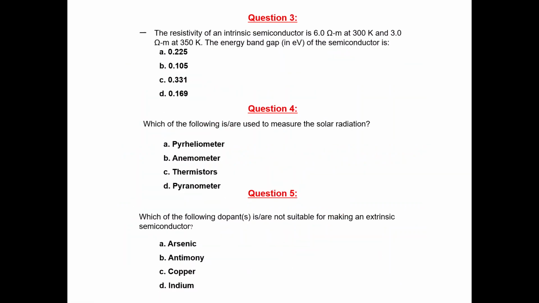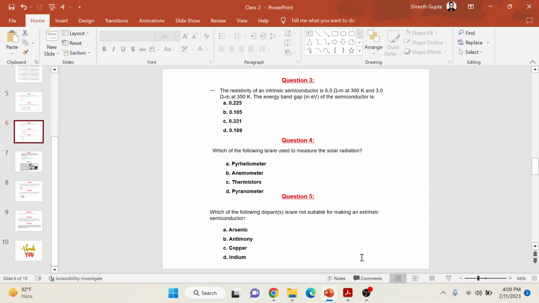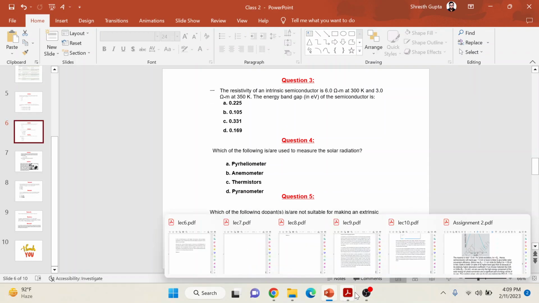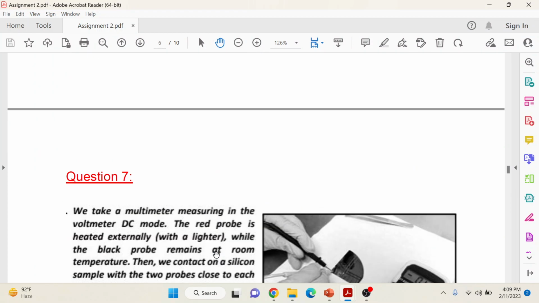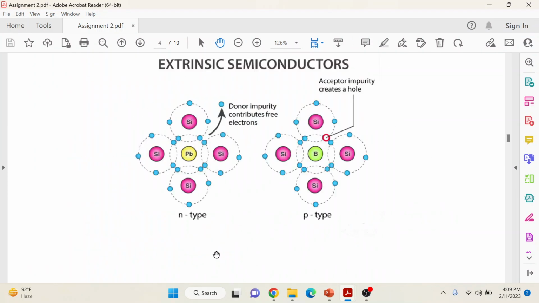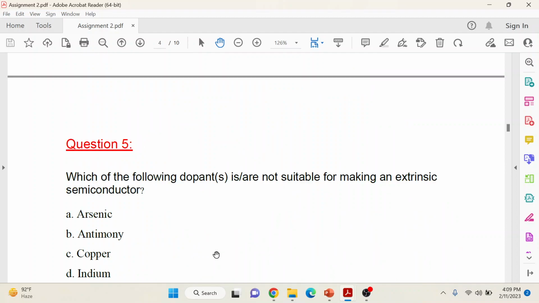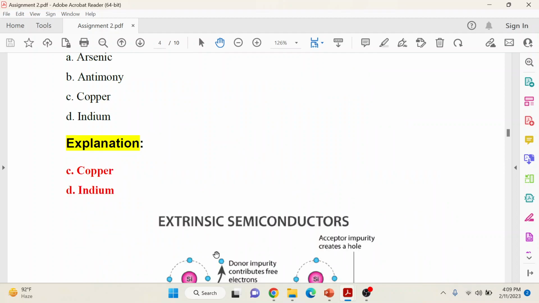But in this question, the answer that is there, you can see question number 5, is copper and indium. Although indium is used in mixed form, it's not considered. Copper we don't consider, but the answer of this question is C and D, copper and indium. Generally we don't use them.